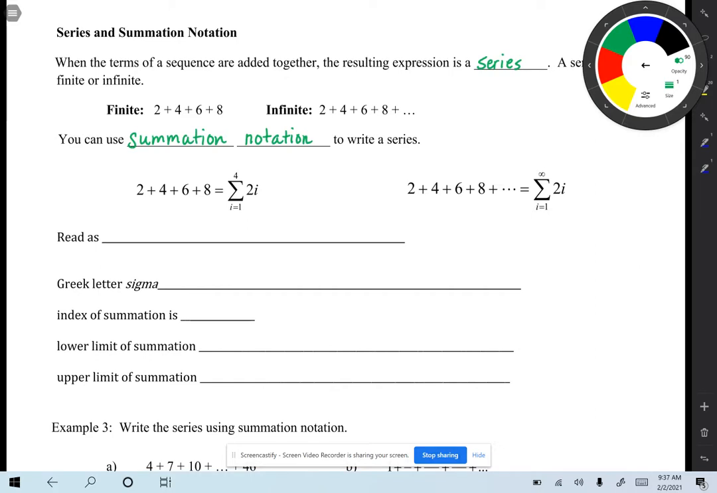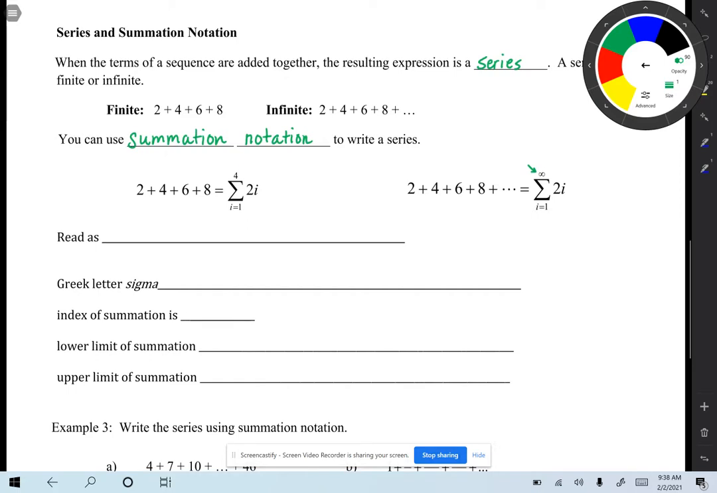So I is from 1 to 4, and why is it from 1 to 4? Because there's 4 numbers in our sequence. There's 2, 4, 6, and 8. So you start at position number 1, you end at position number 4. And that's how you would write it. So this is the correct notation to write 2 plus 4 plus 6 plus 8. So I'm going to erase that. Okay, if you look at the second one, if it continues forever, you have I equals 1, but then the top will be infinity because there is no ending point. And that's the only difference. So an infinite series will have the infinity symbol, and a finite one will have a beginning and an end.